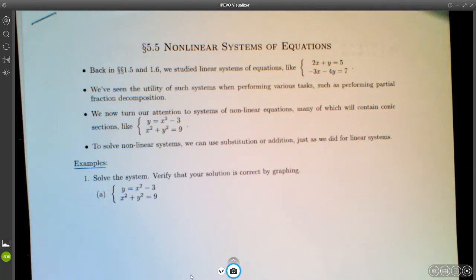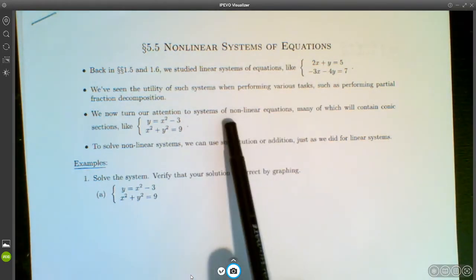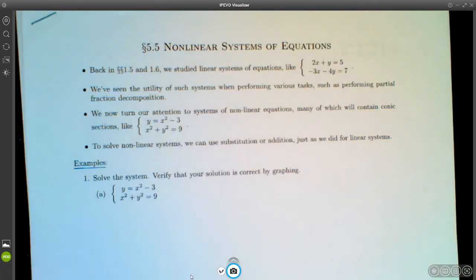But what we want to do in this section that's a little different is talk about nonlinear systems, right? So we want to talk about systems like this, where the equations in the system are nonlinear. And the reason that I waited to cover this topic until we had done conic sections is because a lot of the equations that we're going to talk about are conic sections. So if you want to get a graphical understanding of what's going on, then you need to know how to graph conic sections.